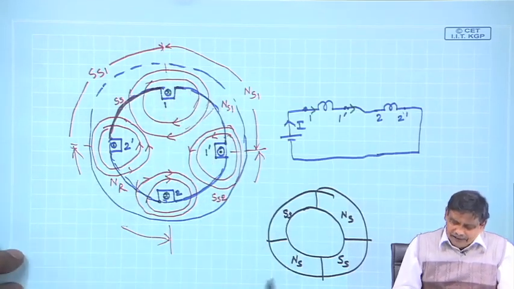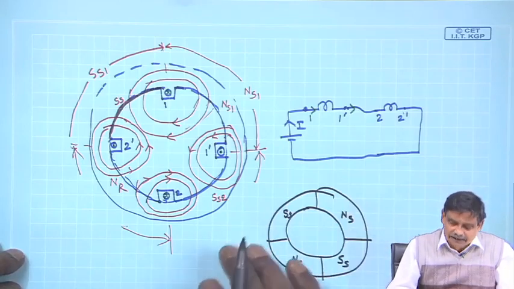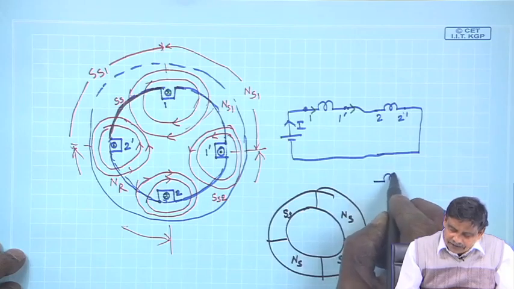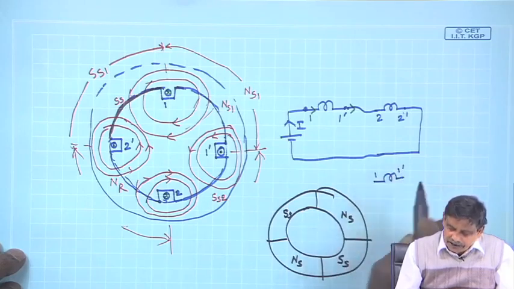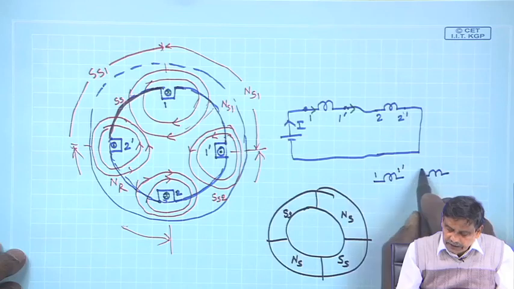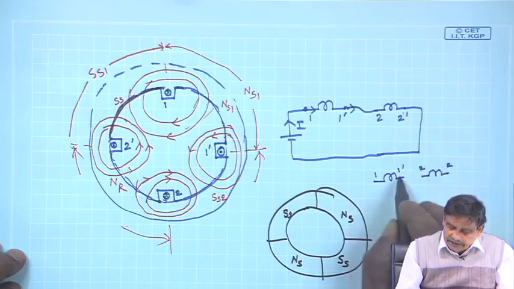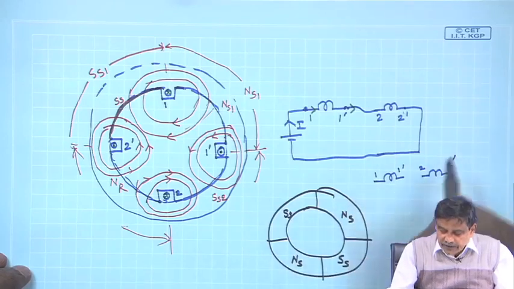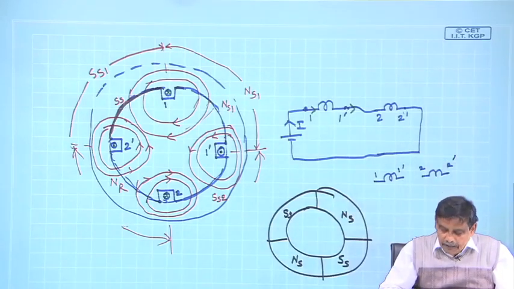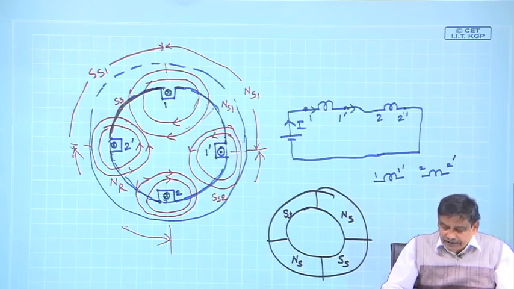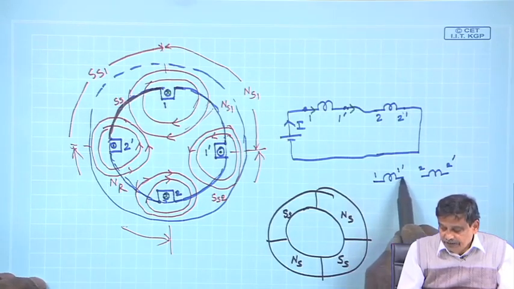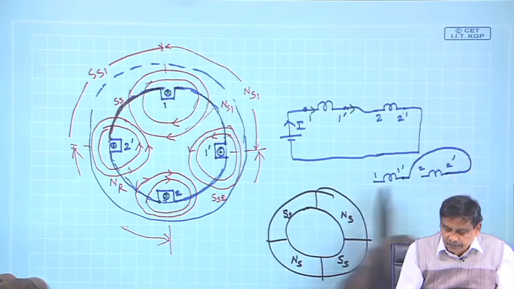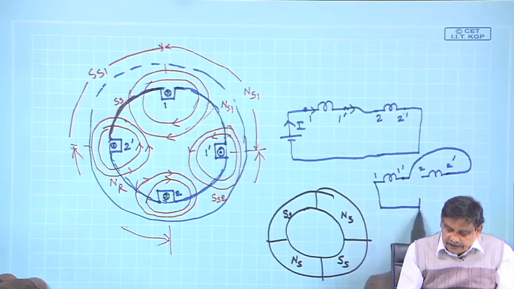This I will not do, but if you are following me, then tell me, suppose these are the 2 coils, 1 dashed and another coil 2 dashed. Remember, 1 is the start and 1 dashed is the finish of the first coil, 2 is the start and 2 dashed is the finish of the second coil. I will ask you to do this exercise: suppose these 2 coils are once again connected in series, but this way, and excited by a battery.